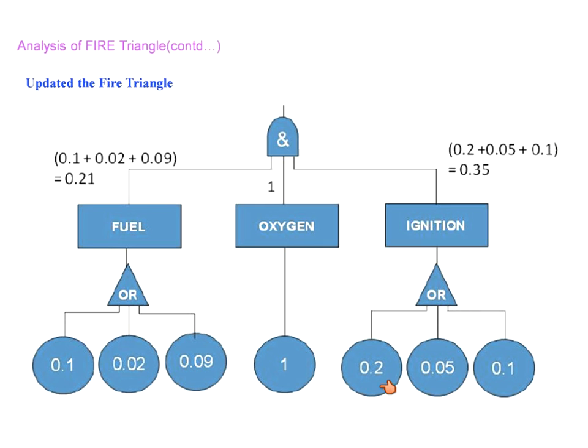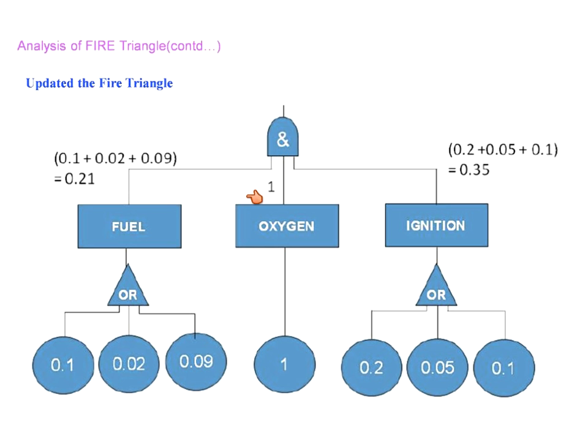For ignition, again this is an OR gate. So add 0.2 plus 0.05 plus 0.1. Add, you will get the value here. 0.2 plus 0.05 plus 0.1 is 0.35. So for an accident to happen, fuel is contributing 0.21. That is 21%. Fuel is contributing 21% for a fire, and ignition is contributing 35%. That is the meaning. 0.35 means multiply by 100, you will get 35%. Fine. This is an OR gate, so we have added all these three.